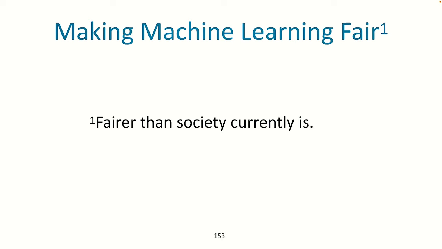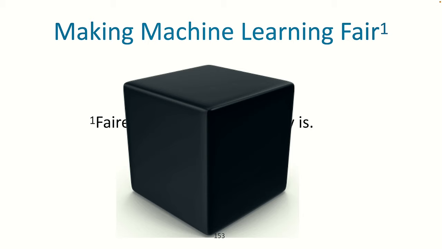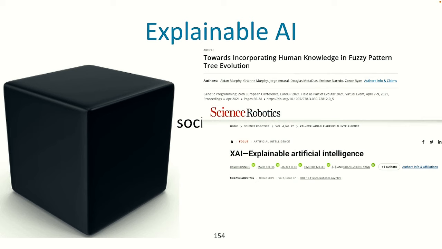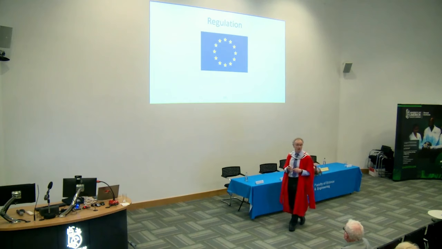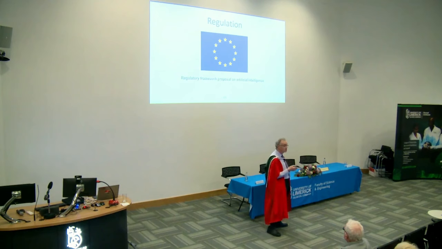The first thing we need to do is to get rid of the black box. There has been some work towards this, especially on explainable AI. And some of that work has been done here in UL. There also needs to be regulation, and fortunately the EU is leading the charge with this. And what they're trying to do is come up with a list of risks where it is acceptable to use machine learning.